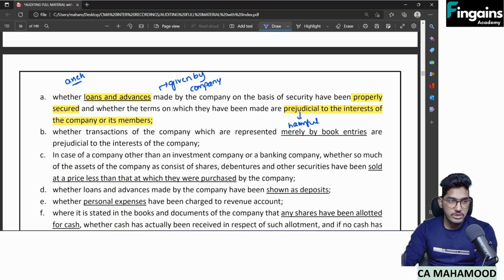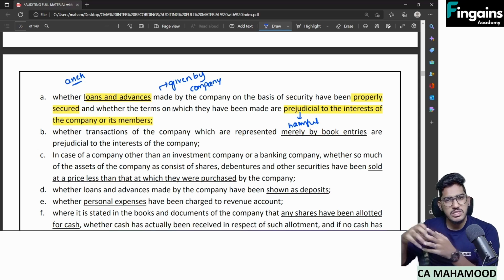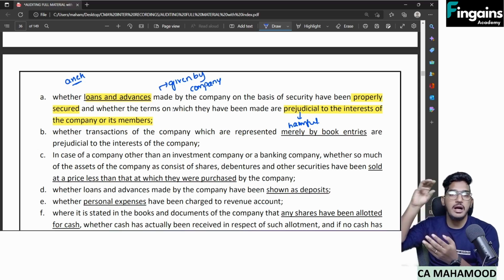So, as an auditor, you need to verify under whatever terms and conditions these loans are given by the company to others. Are those terms and conditions harmful to the interest of the company or interest of the shareholders? See, when a loan is given without accepting security, or without charging interest rate, or the interest rate is very much lower than the market interest rate, or the loan has been given without mentioning any repayment period. So you tell me, are these terms favorable to the interest of the company or members, or unfavorable or harmful? These are all examples of terms and conditions which are harmful to the interest of the company.